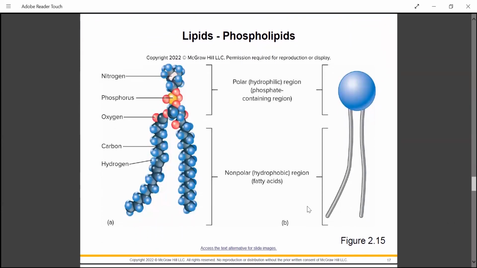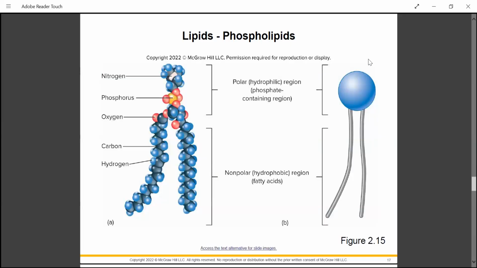So this is our phospholipid structure here. You see, along with our oxygen, carbon, and hydrogen, it also contains a phosphorus. So that's where the phospho comes from. And it also has some nitrogen. And so we talked about the terms hydrophilic and hydrophobic. So our phospholipids have both of these properties depending on which portion we're talking about.